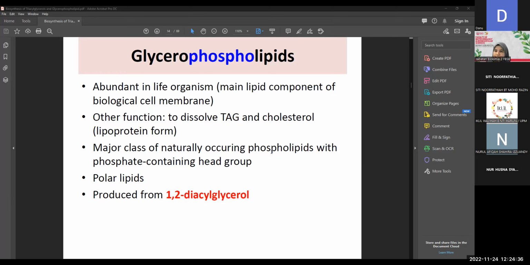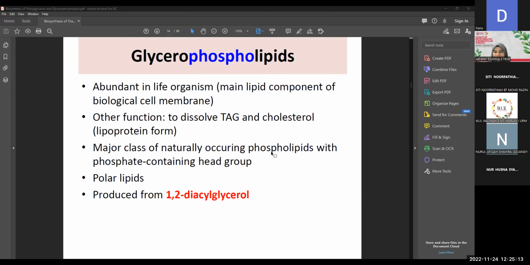This is the most abundant in living organisms. It is the main lipid component of biological cell membranes. It has other functions too, and you can do your own reading on glycerophospholipid. I just briefly put in some of its important roles. For example, it helps in dissolving triacylglycerols and cholesterol in lipoprotein form.